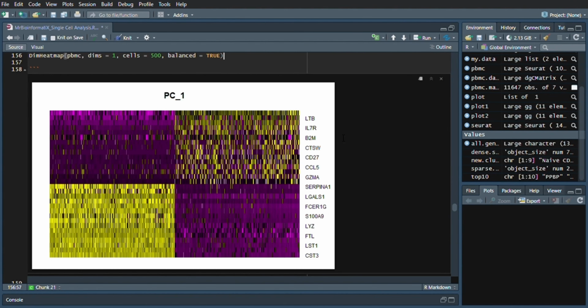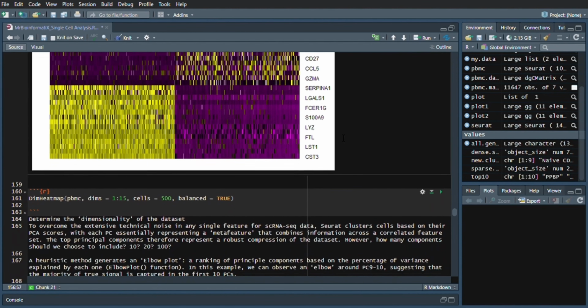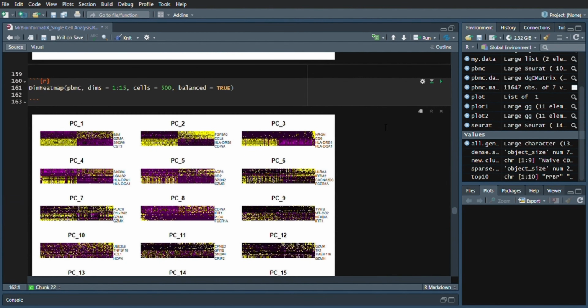We can also make heat maps for 15 PCs. And instead of putting dims = 1, we put 1 to 15. Let's run our code. As we see now, we have one plot containing 15 heat maps, each representing a different principal component. Someone might ask a question: which PCs should we include for further analysis? Should it be 1, 2, or 15?